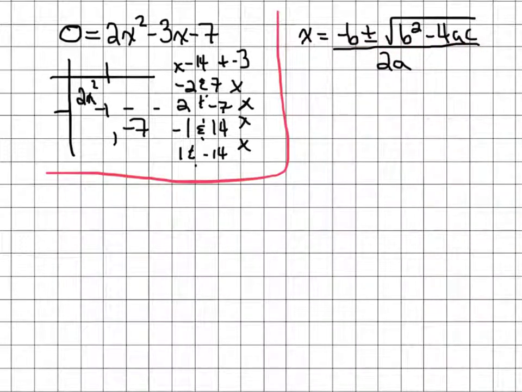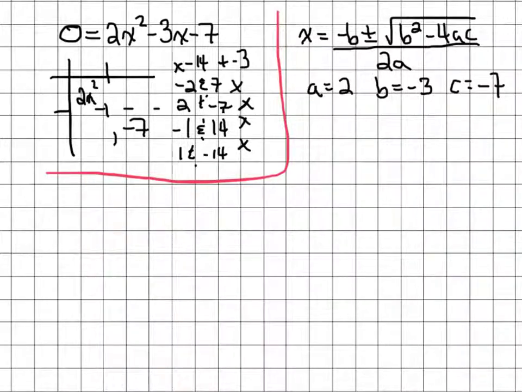Okay. The other common mistake is not identifying what a, b, and c are. I see many times students actually write in the wrong values for a, b, and c, so please make sure you write them out before you put them into the formula. So we know that a is equal to 2, b is equal to negative 3, and c is equal to negative 7.